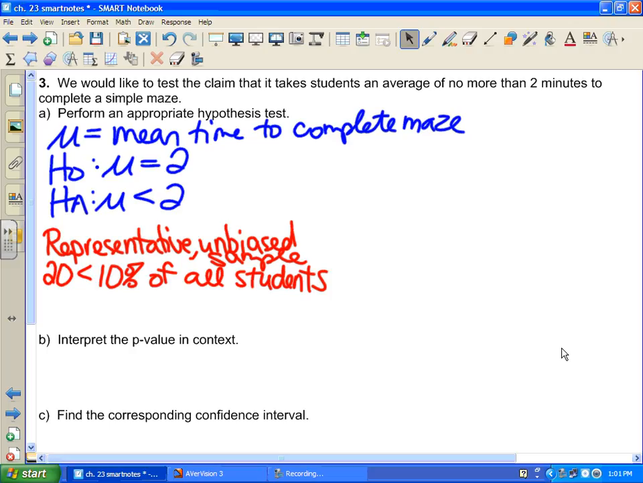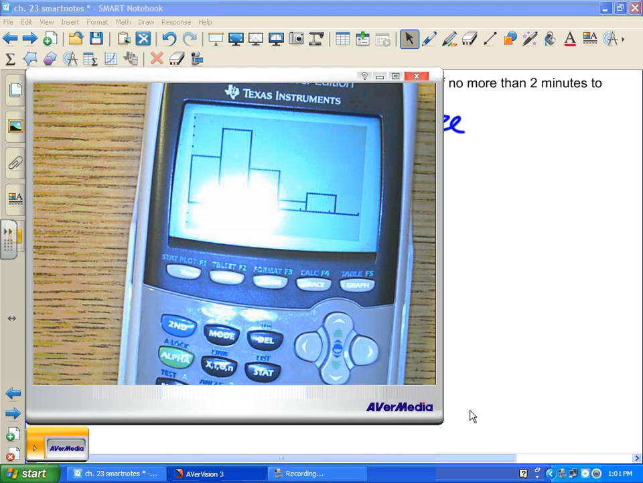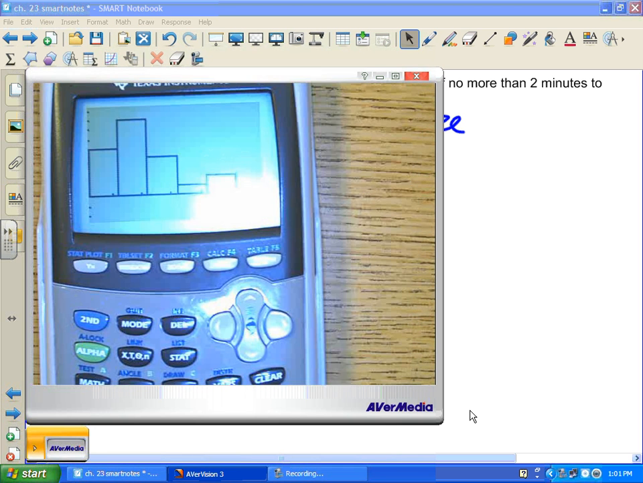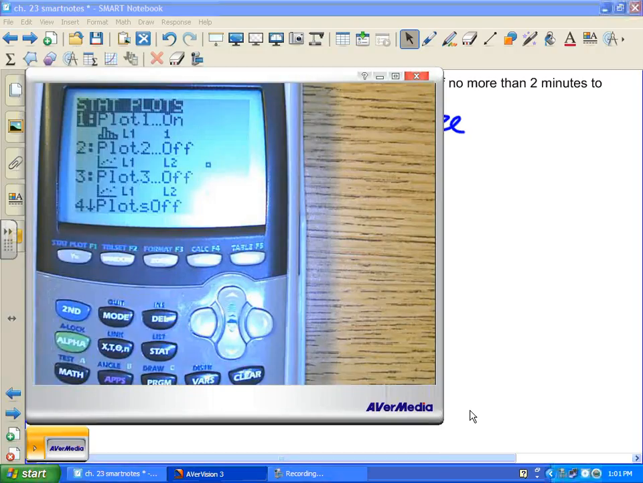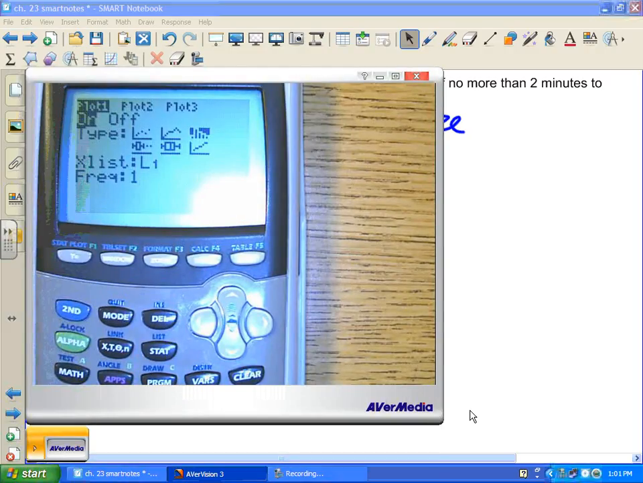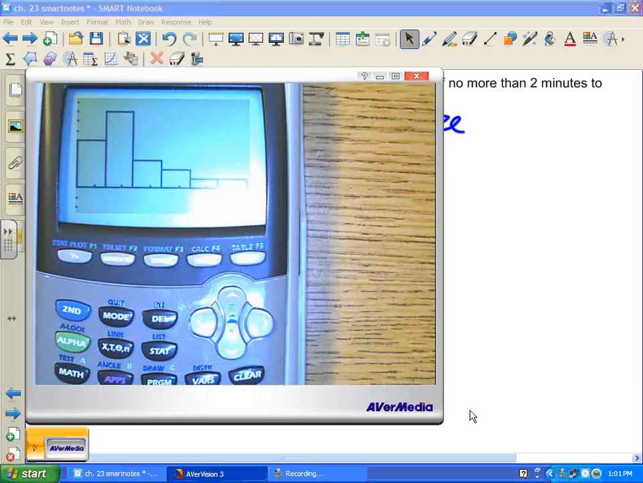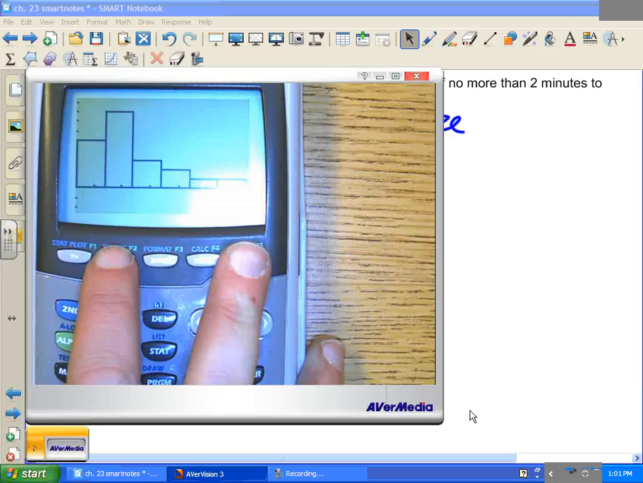So I'll go and tell you right now, it's not very good. I was hoping yours would be a lot better. How do you do this? Okay, so we'll just go through the steps just so you can see it in case you weren't here. So we want to look at the histogram. You go to second y equals. Hold on. Make sure the plot's on and it's a histogram. So is that what yours looks like? Yeah. That's fine.